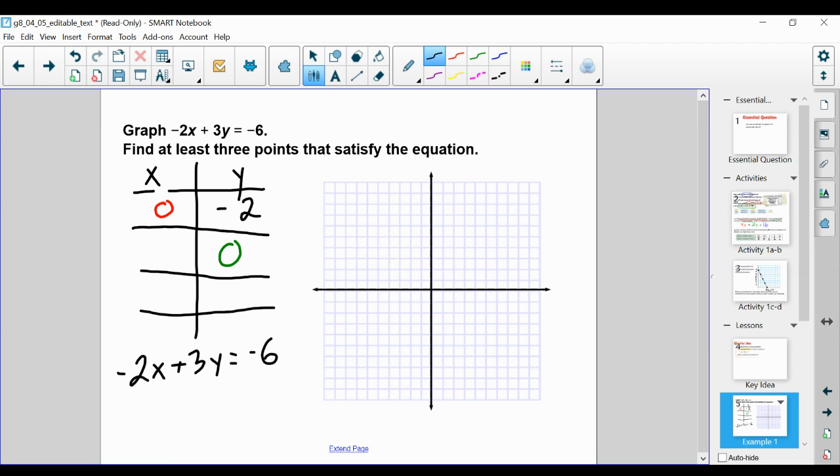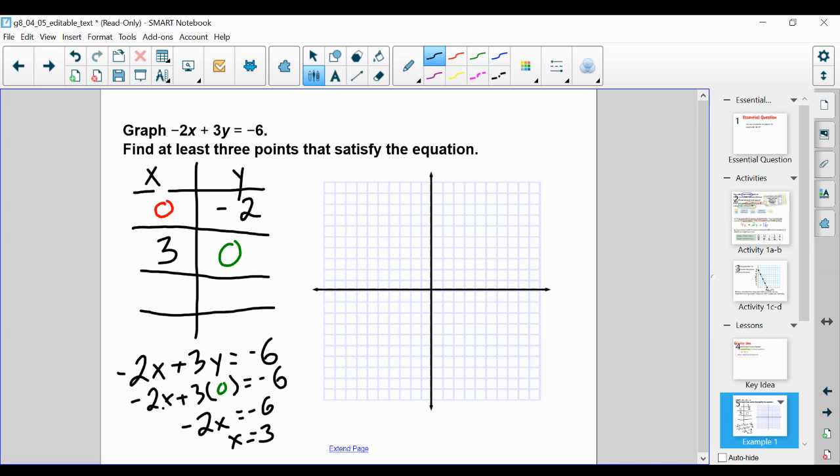Okay, so now we're going to let y be 0. So we have negative 2x plus 3 times 0 is equal to negative 6. 3 times 0 is 0, that cancels out. Therefore, we get negative 2x is equal to negative 6. We divide by negative 2 on both sides, and we get x is 3.